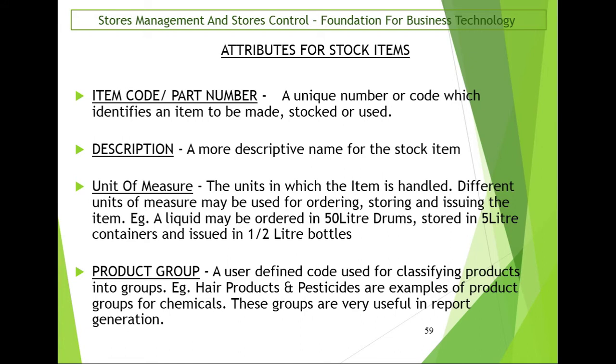Further, we look at the product group. So the product group is a user-defined code for classifying your products into groups. For example, you can say we have got hair products and pesticides. You can probably say we have got a group for chemicals, a group for electrical items, and so forth. The extent to which you subdivide is determined by the level of detail that you need when you are reporting.